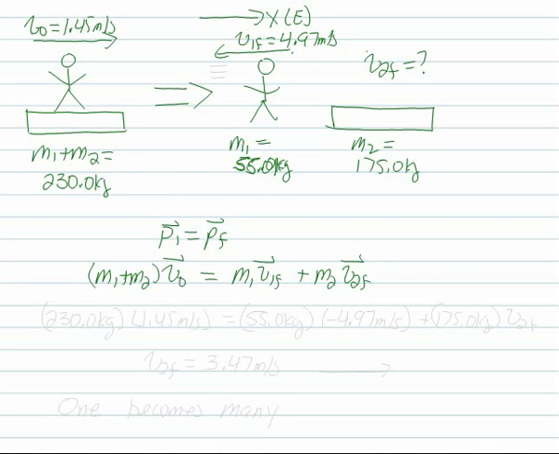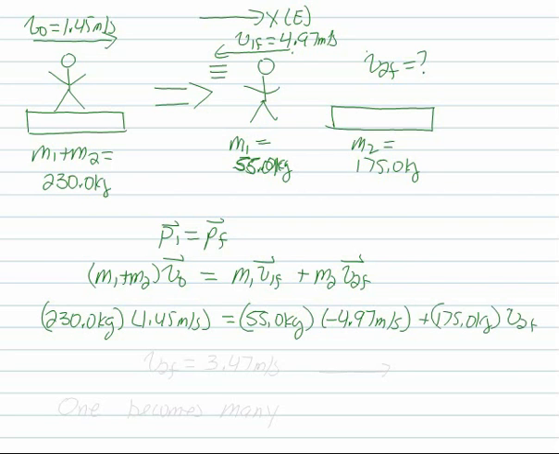You could solve for v2 final or just put numbers in. 230 kilograms, m1 plus m2, times 1.45 meters per second, equals M1, 55 kilograms. Highly important here. Look at the arrow. The arrow determines positive and negative. These are the things that we will look for when we want to make sure we don't make any mistakes. Negative 4.97 meters per second. I'm going to be looking for that when I grade your stuff, so be careful. Plus 175 kilograms, V2 final.